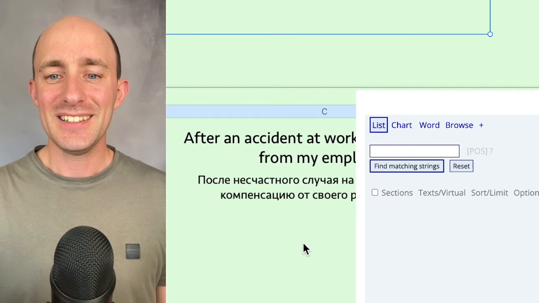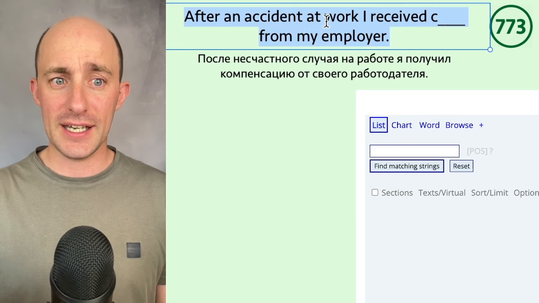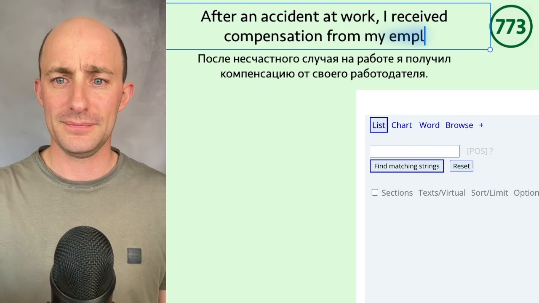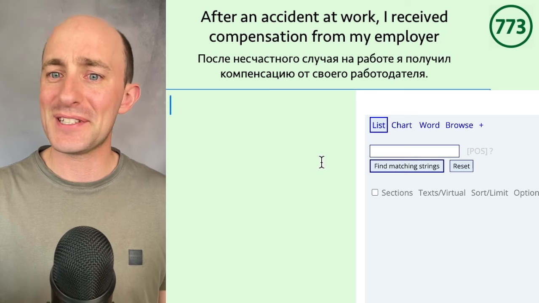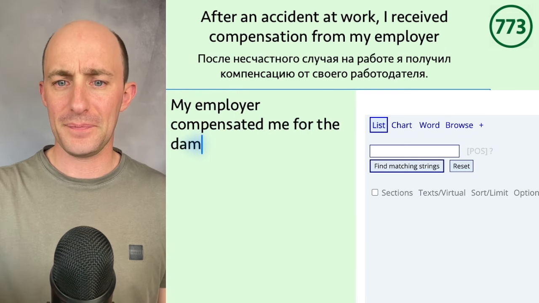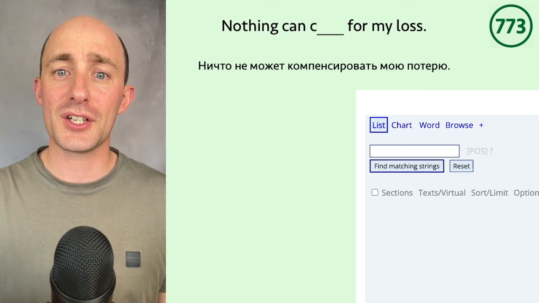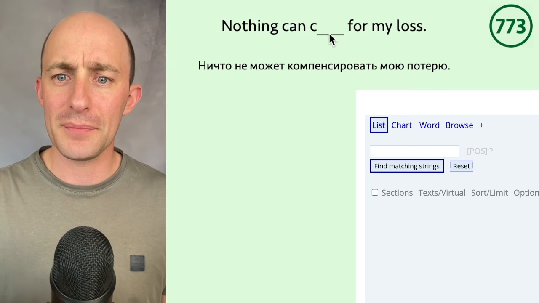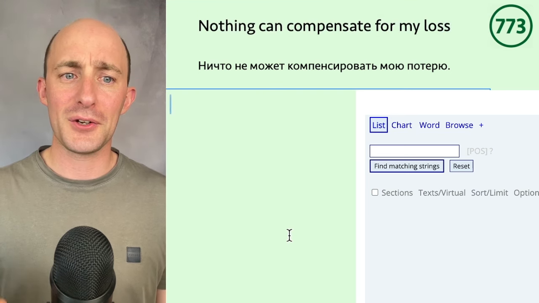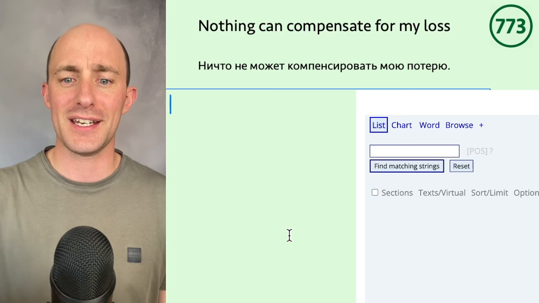The next one. После несчастного случая на работе я получил компенсацию от своего работодателя. Компенсация is compensation. After an accident at work, I received compensation from my employer. Compensation. Or, my employer compensated me for the damages. Compensated. To compensate. This sentence also has compensate in it. Ничто не может компенсировать мою потерю. Nothing can compensate for my loss. So, compensation on the A, compensate on the ко at the beginning, compensate.